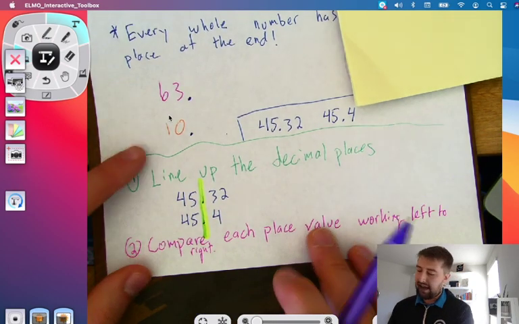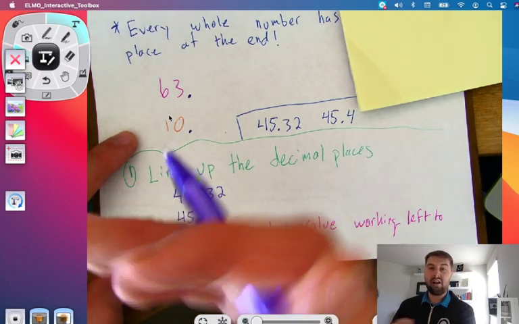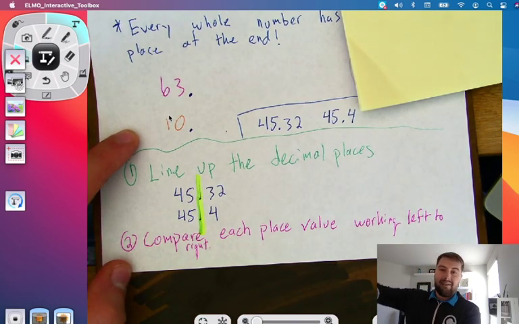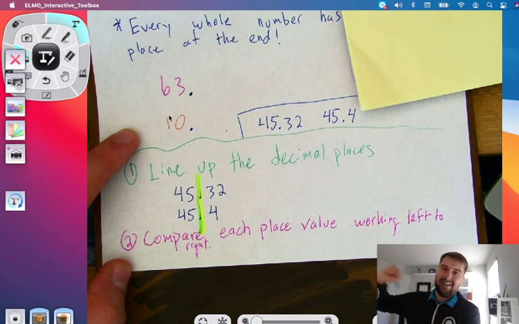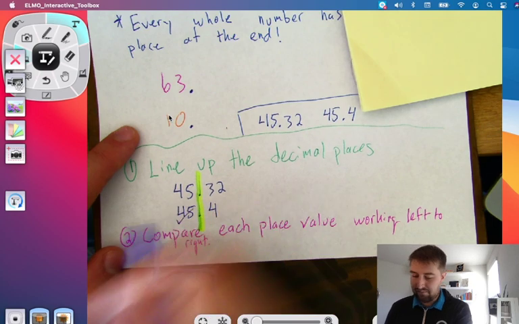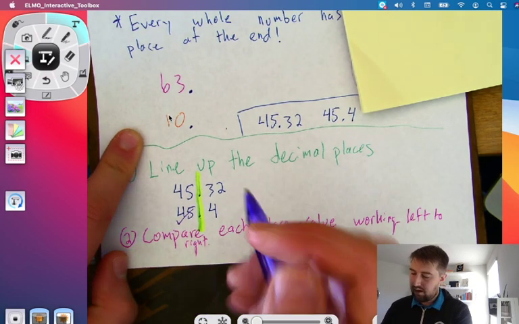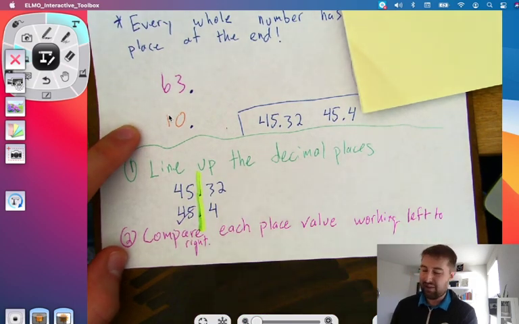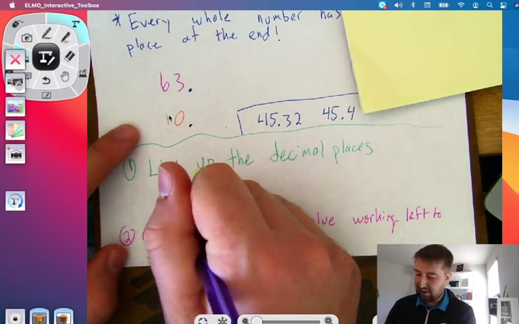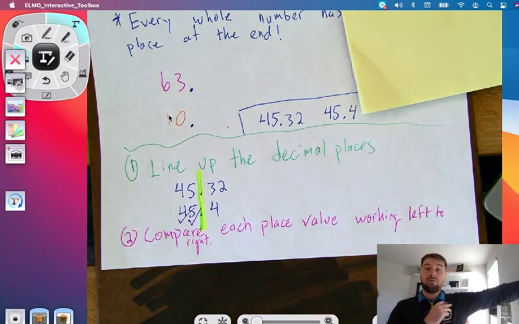We're going to look first at our 4s. Our 10s place, because that's the farthest on the left. Sorry, I'm backwards here. Farthest on the left. Our 4s in the 10s place, those are both the same. We are good to go. All right, our 5s in the 1s place. 5 is equal to 5. There we go. We're going to move on to the tenths place, moving farther right.